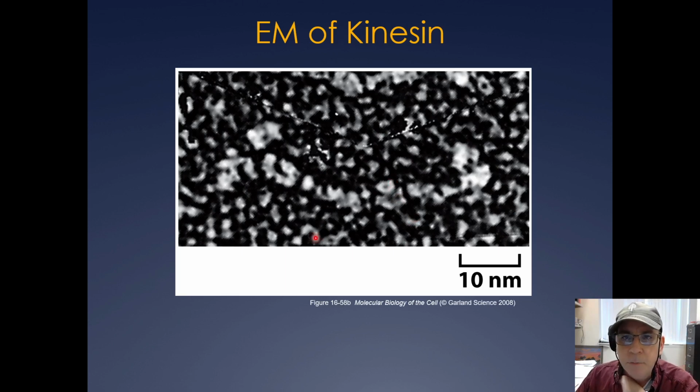Here's just an EM of kinesin. It's a little harder to see in this image than the myosins were, but you can see sort of the head domains, and then you have the coiled coil.